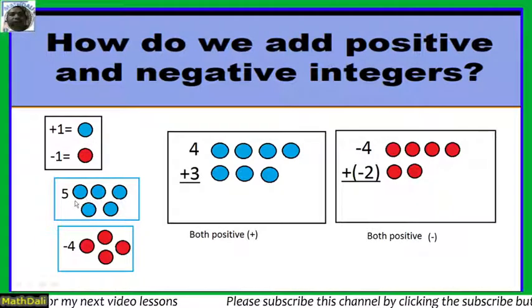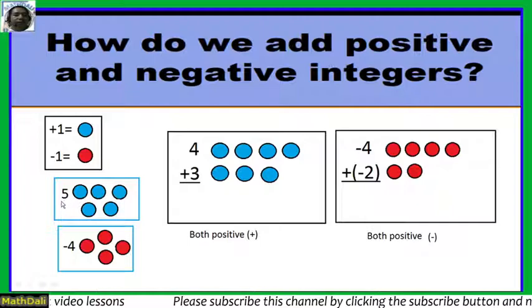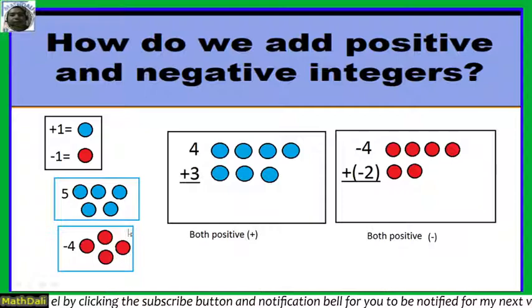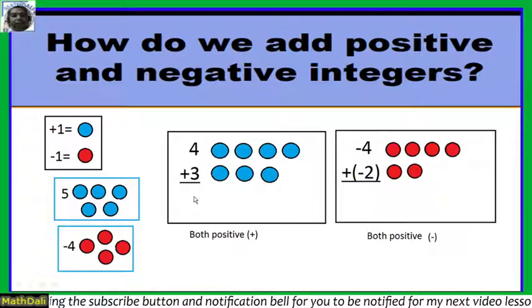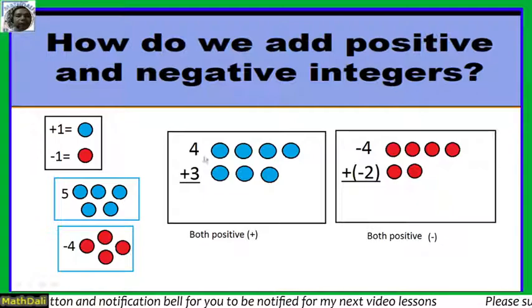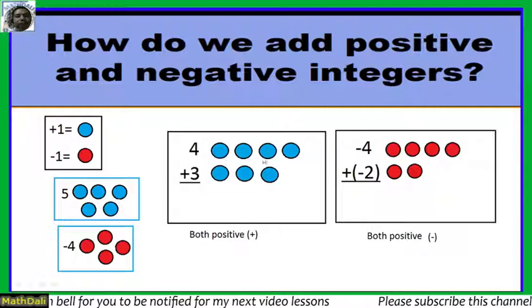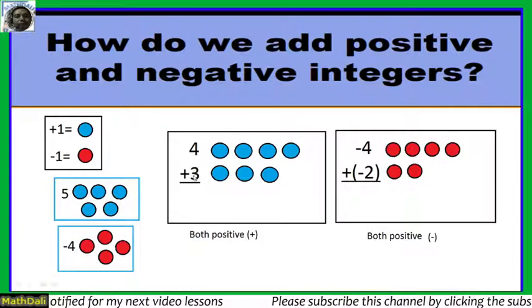Pagka nirepresent natin yung positive 5, we have 5 blue keep, 5 positive keep. Then we have negative 4, and we have 4 negative keep. Okay, and we have this addition. So, paano mag-add gamit yung integer counter? So, we have 4 plus 3.